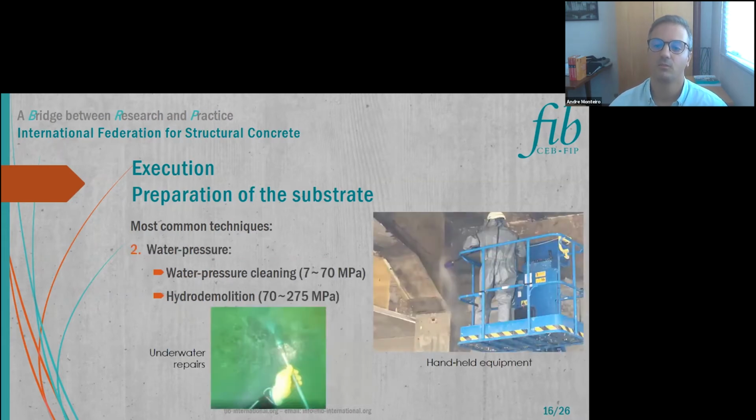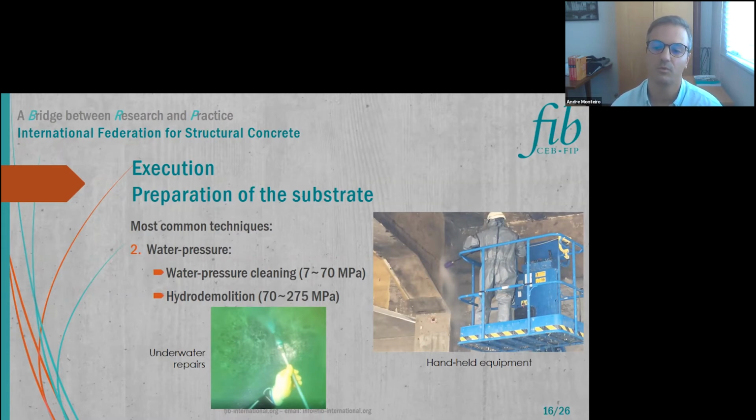The second technique is the water pressure technique, which consists of ejecting a stream of pressurized water from a nozzle at high velocity against the concrete. Different water pressures can be used depending on the stage of the preparation of the substrate. For removing small depths of concrete, roughening the substrate and cleaning steel bars, water pressure is usually not greater than 70 megapascal. For an efficient removal of concrete, much higher water pressures need to be used, and in that case, the technique is called hydrodemolition.